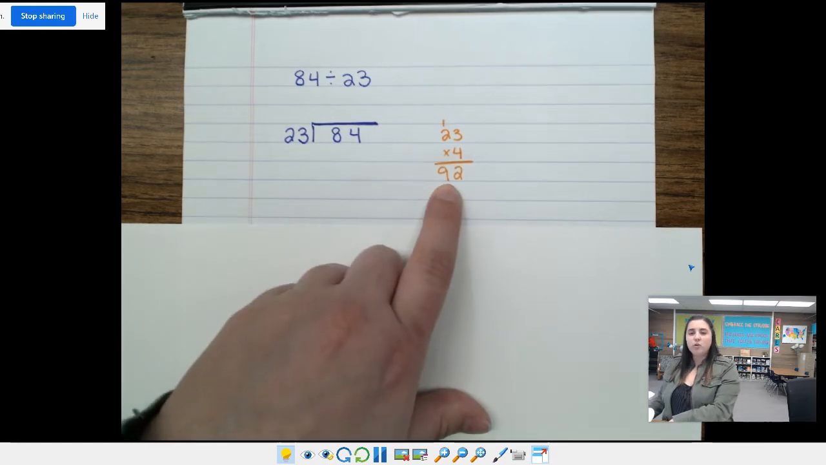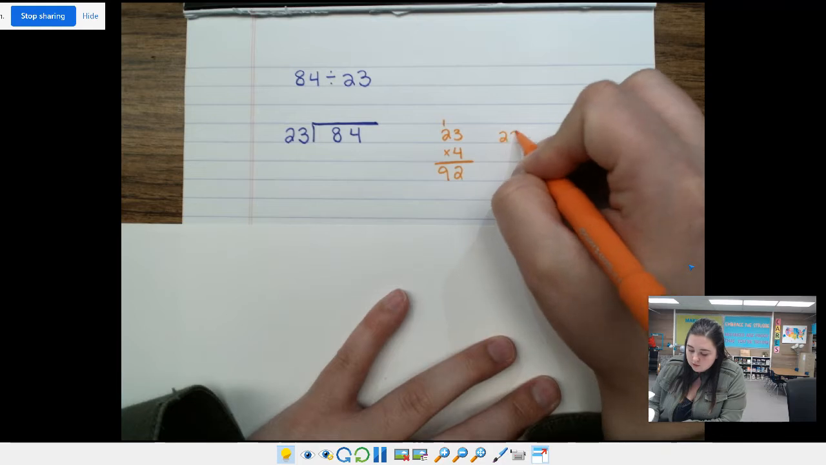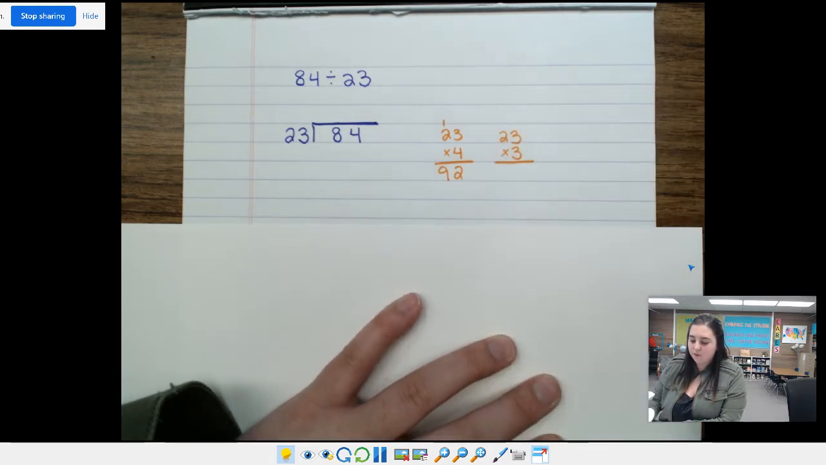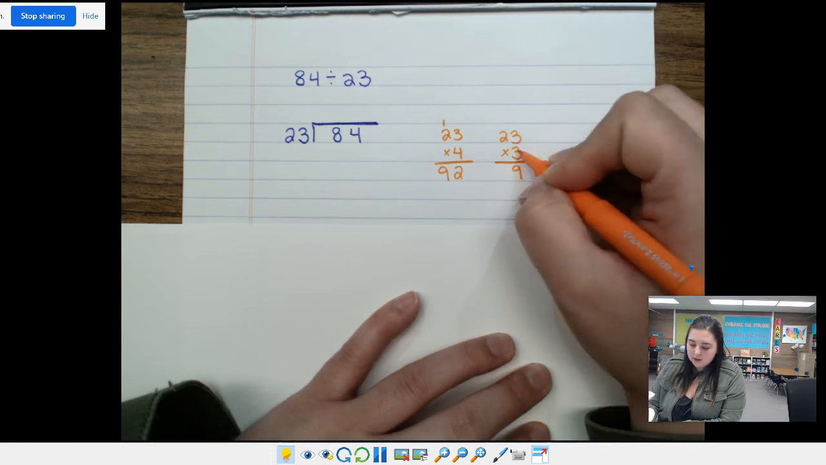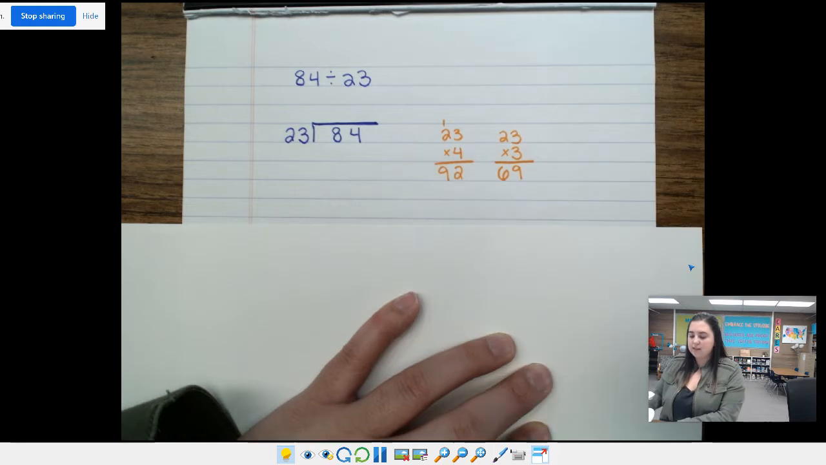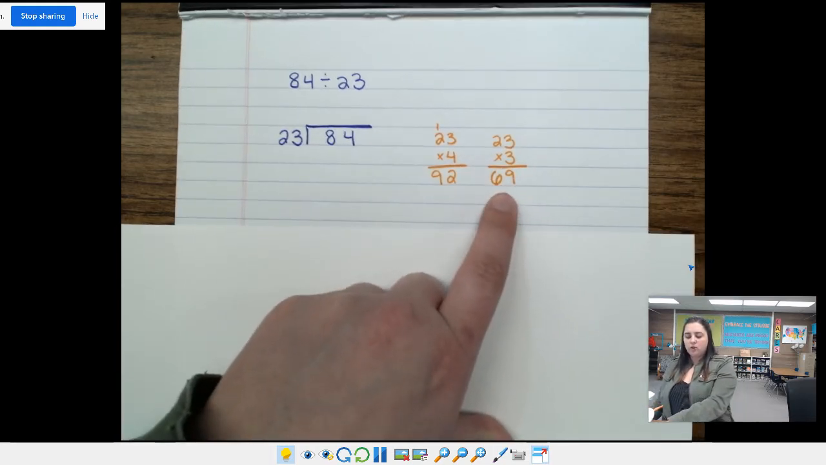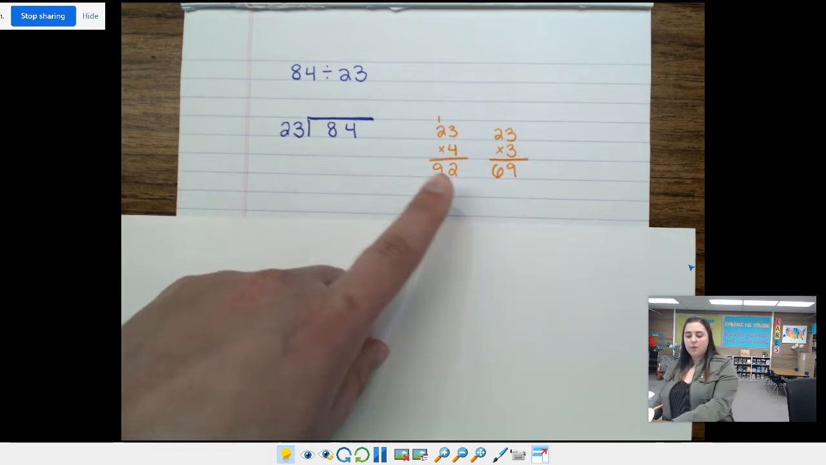So if it's not 4 groups, it must be 3 groups, because that was pretty close. Let's check. 3 groups of 23. 3 times 3 is 9, and 3 times 2 is 6. So I'm pretty sure it must be 3 groups, because that gets me pretty close to 84, but I can't go over.